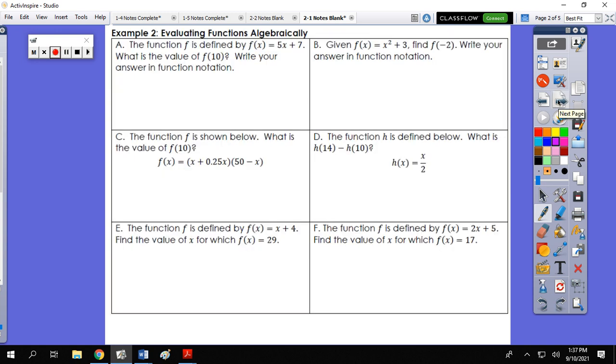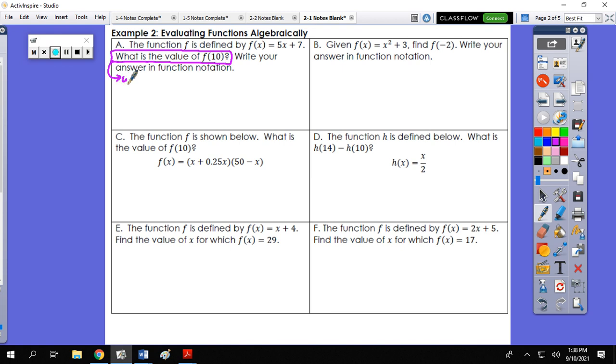Okay, so first thing we need to be able to do is use our basic arithmetic and algebra skills to evaluate functions. So we have here a whole bunch of different types of examples. The first one reads, a function f is defined by f of x equals 5x plus 7. And then it says, what is the value of f of 10? So there's the question that we have to answer.